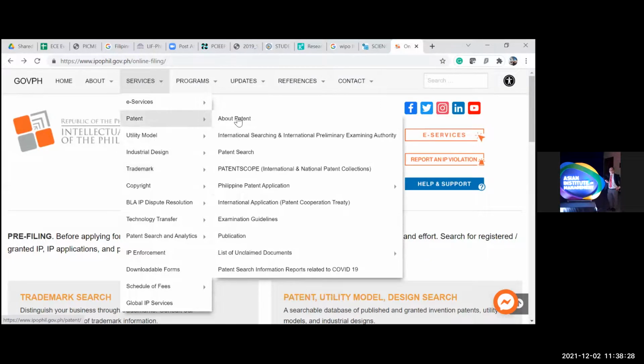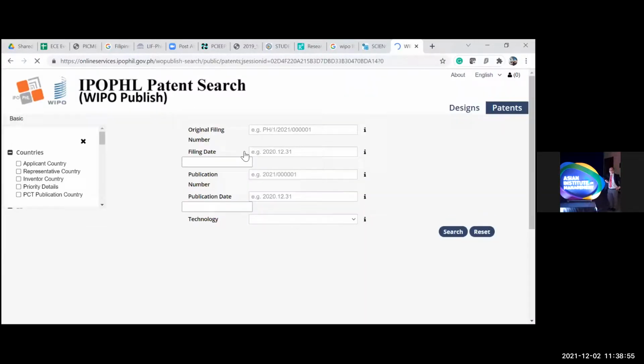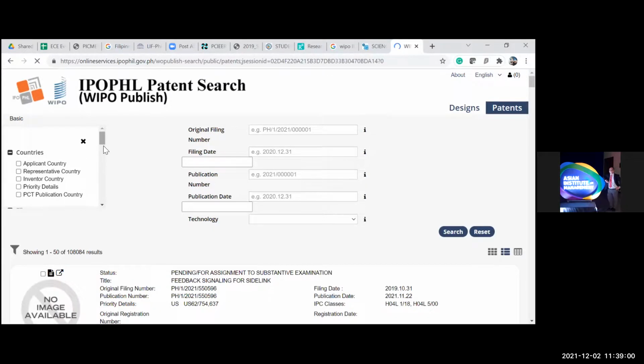You can also find patents. The problem is, for example, you go to patent, then patent search, if you want to look into the different patent applications that were filed here in the Philippines. That's the thing that you want to do. It takes a while. I'm sorry to tell you this, but there are so many.